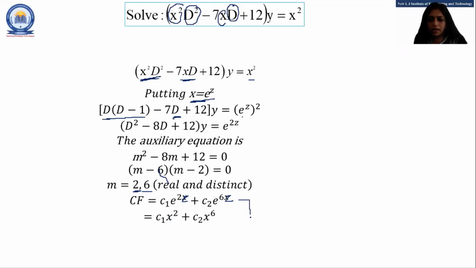Please, this is the most important step. Keep in mind, when you do the example of Euler-Cauchy method and you write your CF, first you have to write your CF in the form of z. Okay. Then you have to convert that e raised to z in the form of x. That is the most important thing. Got it, students? Anyone have any doubt regarding this CF? Okay. So let's move with PI, right?